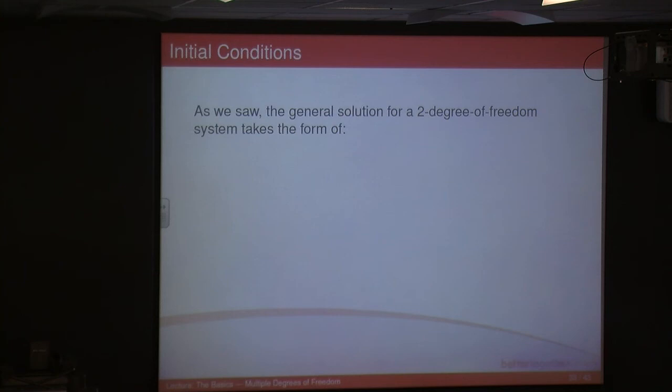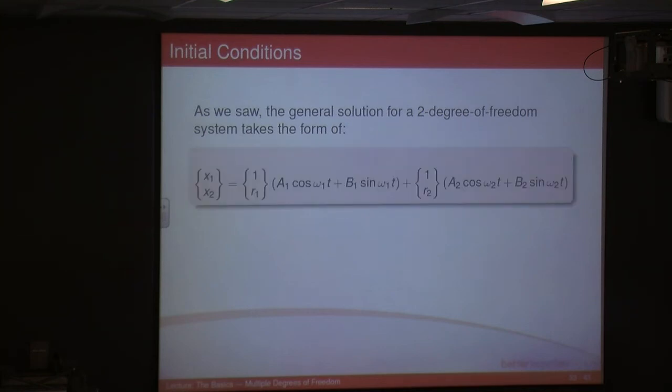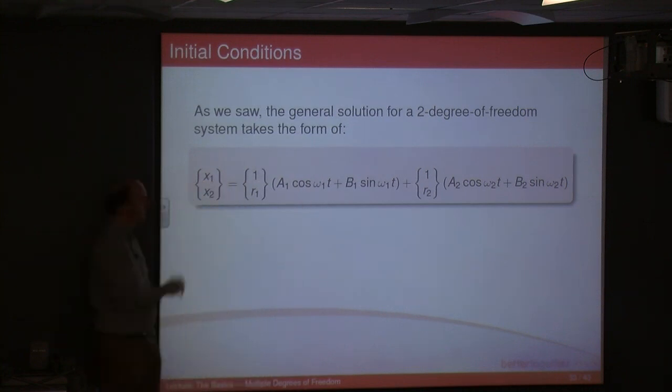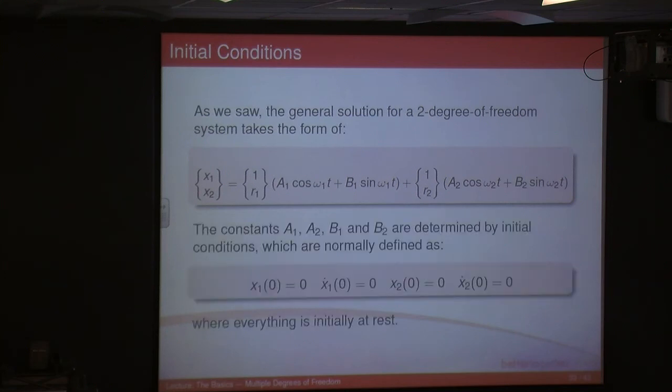Degenerate systems, now single degree of freedom system. Now initial conditions. We saw that the general solution for a 2-degree freedom system takes this form. What I've done here is I've replaced those cosine terms with the cosine and sine terms for the sake of argument. And with initial conditions, what you do is you take time to be 0. And obviously certain things will happen to these terms when time is 0 to the cosine and sine terms.